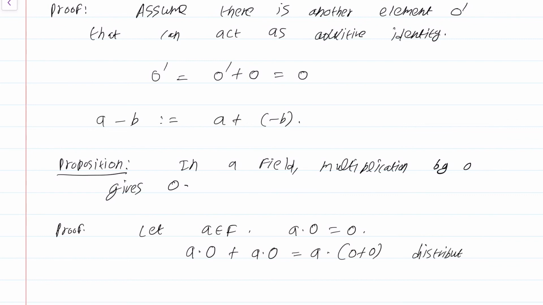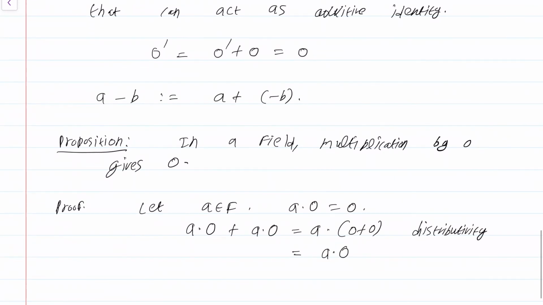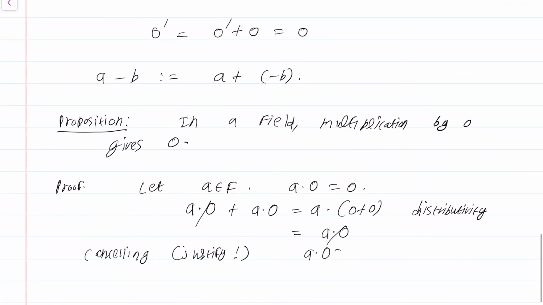I want to show that a dot 0 is 0. So the aim is to show that a dot 0 acts as an additive identity. That's the idea here. So a dot 0 plus a dot 0 is a dot (0 plus 0), which is in fact a dot 0. Now I can just cancel a dot 0 from both sides. I'm going to leave it to you to justify why this cancellation is allowed in a field. Then we have a dot 0 equal to 0.